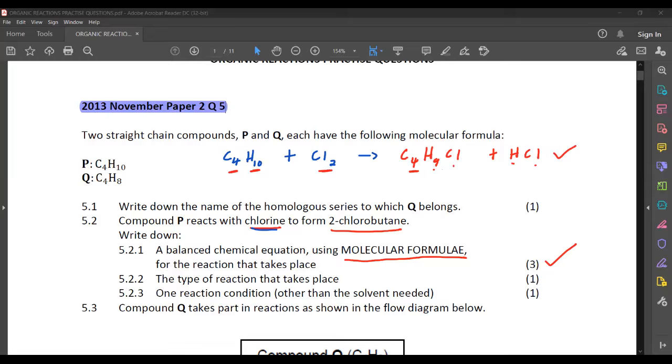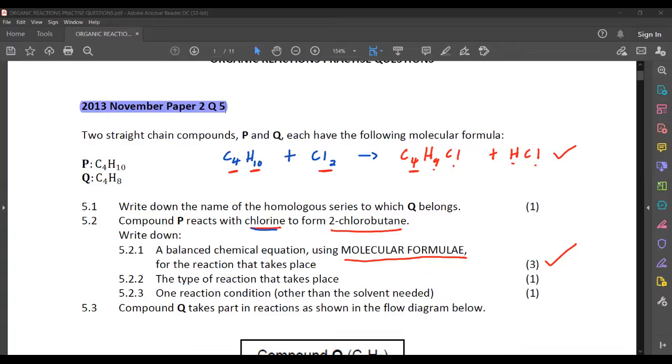You let me know again if you don't get something. I'll explain as much as I can. Let's go, family. Let's break it down. 5.2.2: the type of reaction that takes place. Obviously, it's substitution. And remember, this one also doesn't have a specific name, so you can just call it substitution.